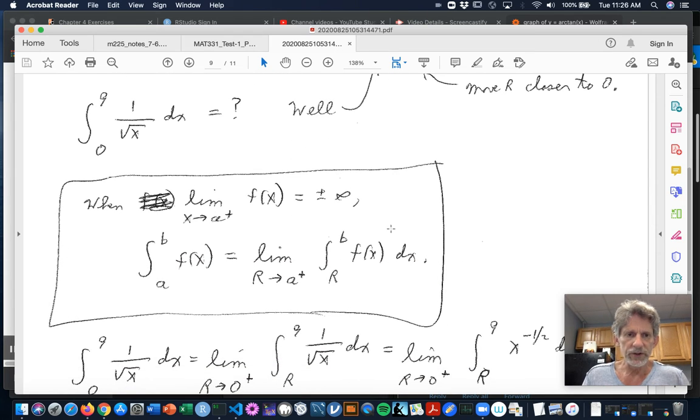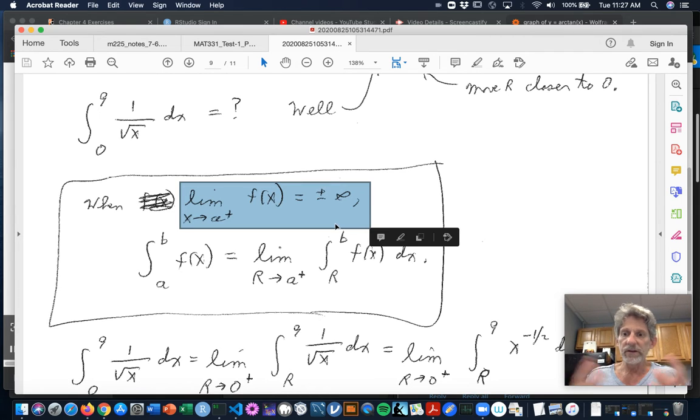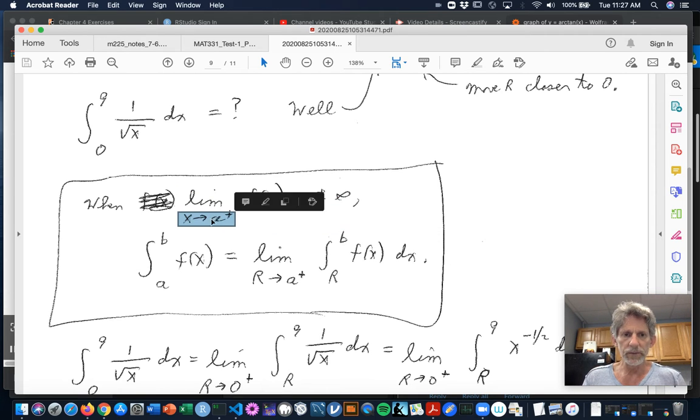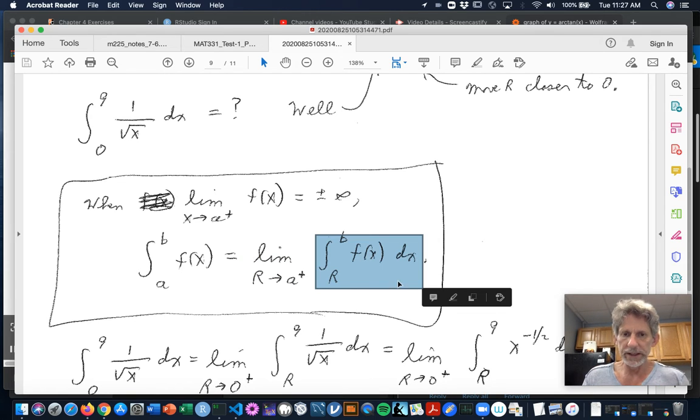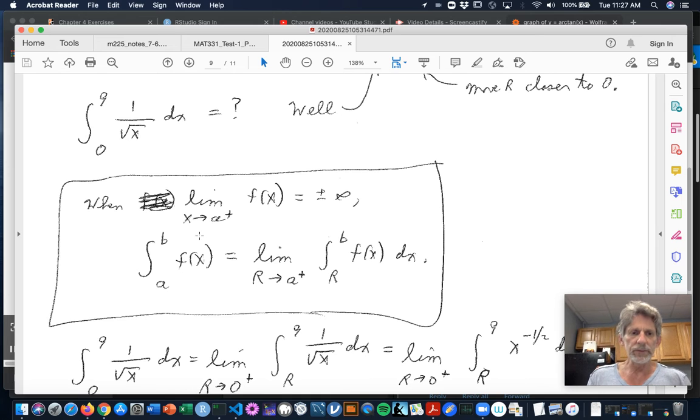So the formal definition of this type of improper integral is, if you've got some function f of x that gets unbounded, either plus infinity or minus infinity, as you come to some number a, then if you want the integral from a to b, just take the limit as r goes to a from the plus side of the integral from r to b. Similarly, if the impropriety had been at b, you would take the integral from a to r as r goes to b from the minus side. You would creep up on it in the same way.